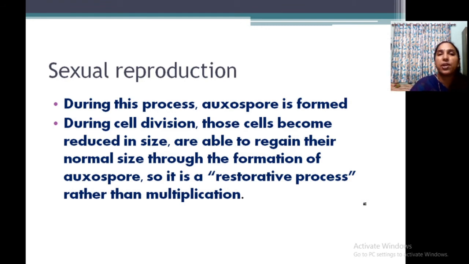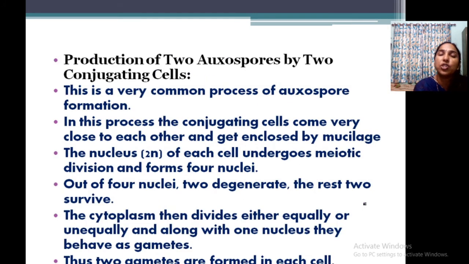Now sexual reproduction is by auxospore formation. So auxospore formation is during the cell division, those cells become reduced in size on one side, that hypotheca acts as epitheca. In that side finally reduced in size, that behaves like an auxospore. Okay. They never undergo multiplication. So production of auxospore is usually from two conjugating cells. So this is a common process.